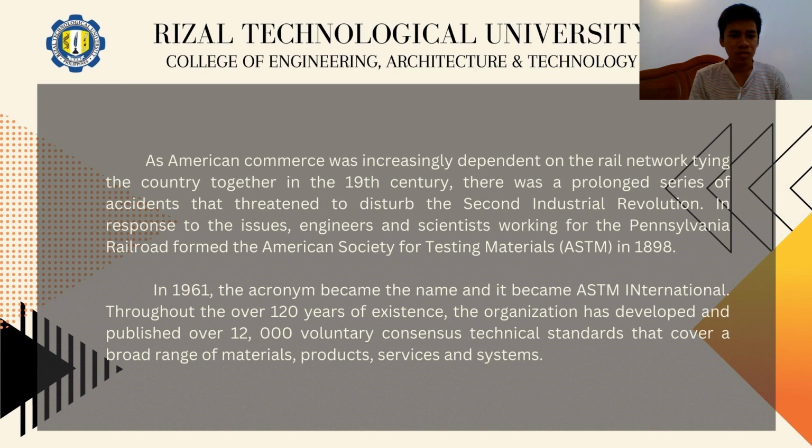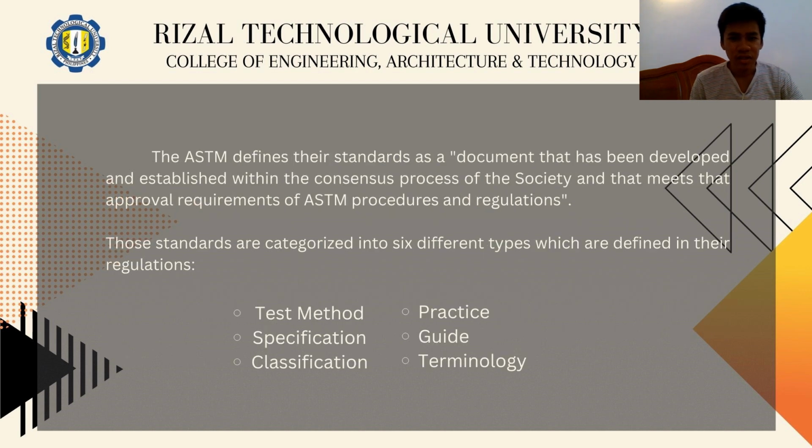Throughout over 120 years of existence, the organization has developed and published over 12,000 voluntary consensus technical standards that cover a broad range of materials, products, services, and systems. The ASTM defines their standards as a document that has been developed and established within the consensus process of the society and that meets the approval requirements of ASTM procedures and regulations. Those standards are categorized into 6 different types, which are defined in the regulations.